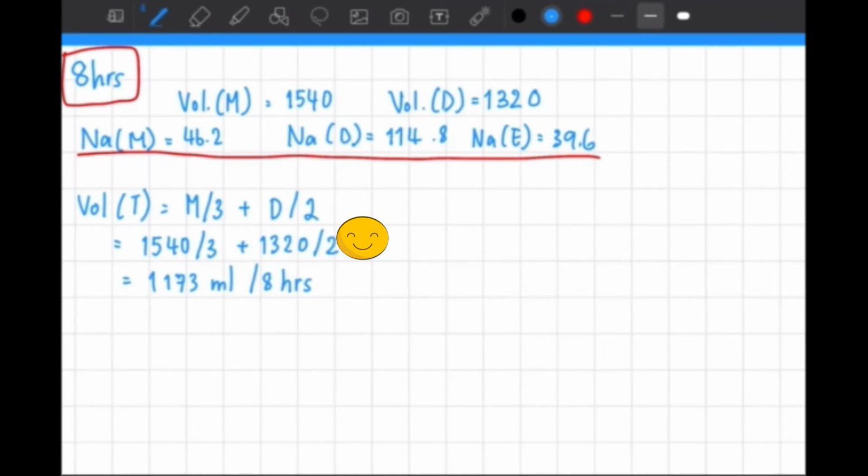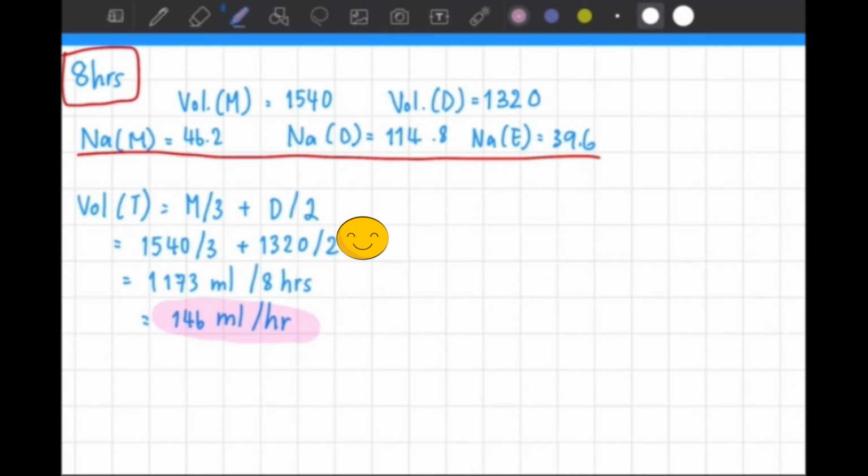If I want to calculate the hourly rate, I'll just take 1,173 divided by 8 hours. What I would get is a rate of 146 milliliters per hour. So that is our total volume rate.